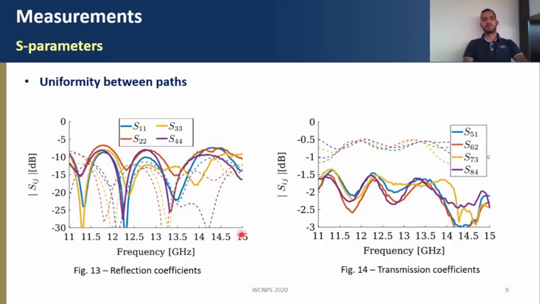The measurements of the transition, the whole stack, are presented here. The dashed line represents the simulations, and the solid lines represent the measurements. And we observe that we have a little more loss than expected, but the fact is they are uniform between the paths. This is really important for the application, because it would not affect the array factor of the lens.